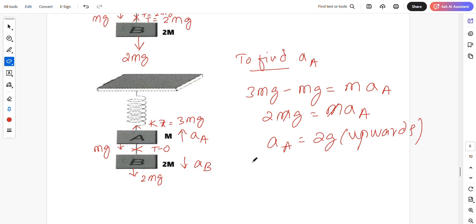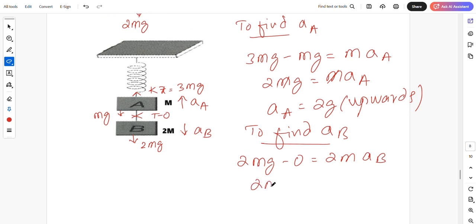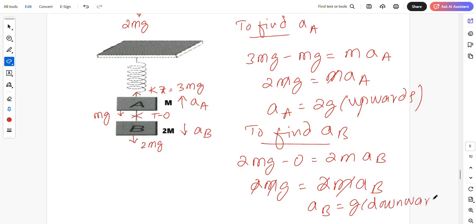To find AB, apply Newton's law for this block. The driving force is 2mg, the opposing force is nothing, so 0 is equal to mass, which is 2m, into AB. 2mg is equal to 2m AB. m gets cancelled, 2 gets cancelled. AB is equal to g. This is downwards, the downward acceleration of block B. Hope you have understood this one.